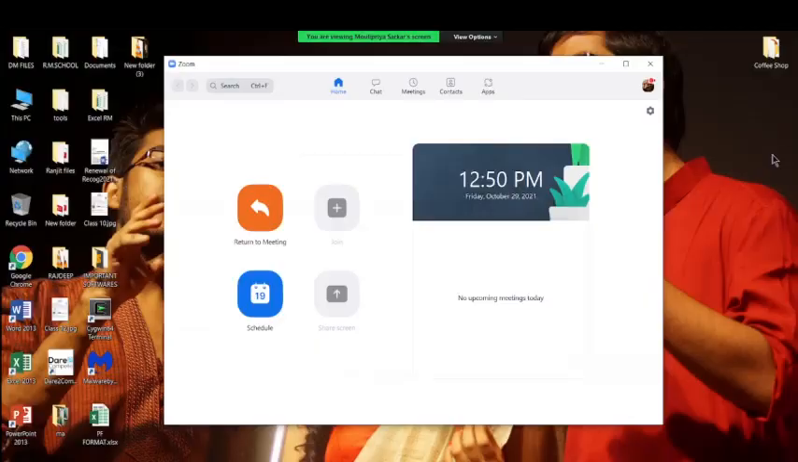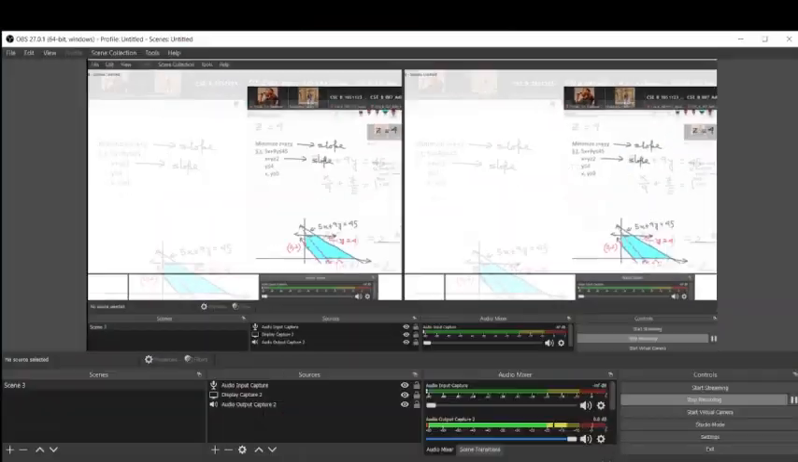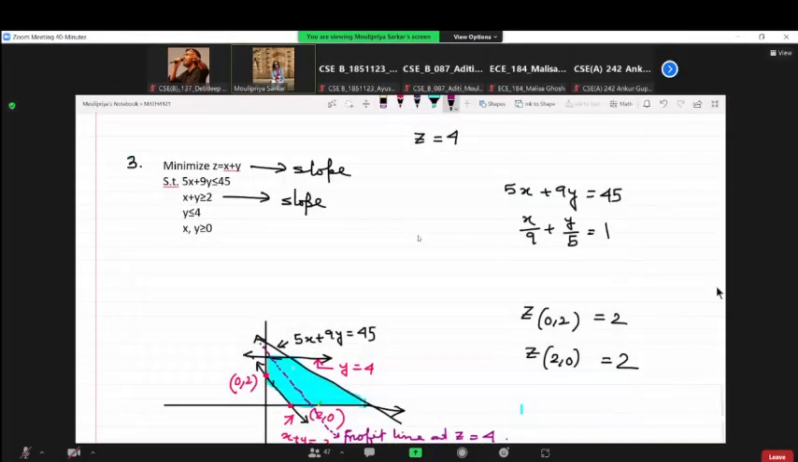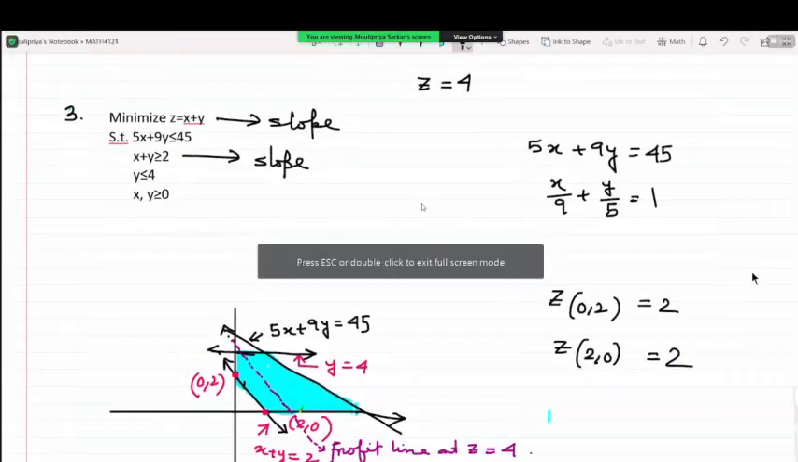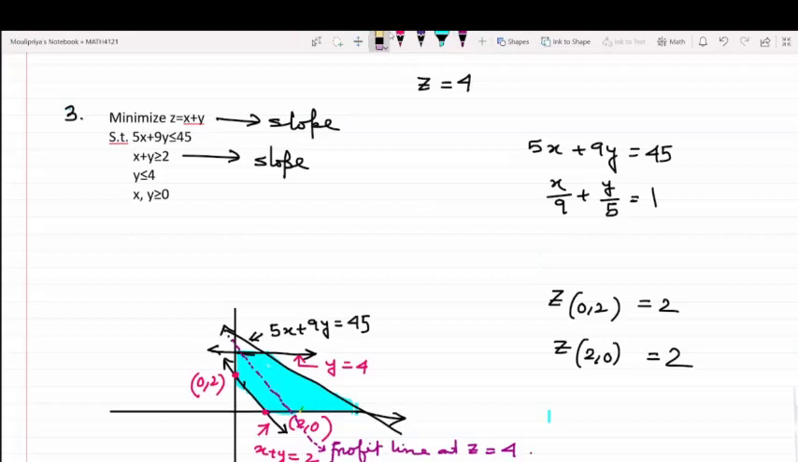Right? Or the loss line, whatever. This is just for nomenclature. This is the objective line at Z is equal to 4. Since we need to minimize it, let's not call it profit line. This will cause ambiguity. The line at Z is equal to 4.